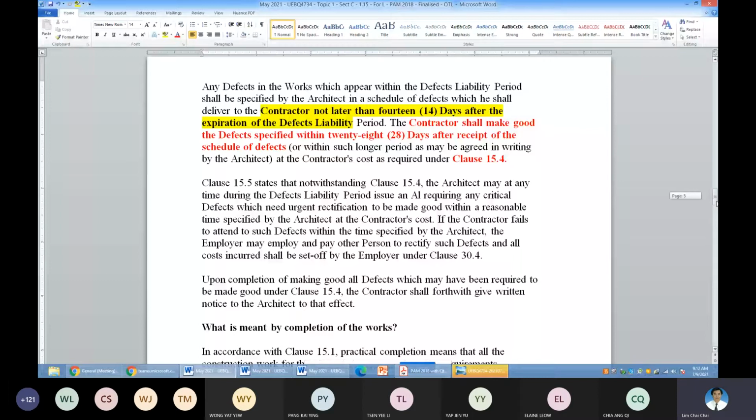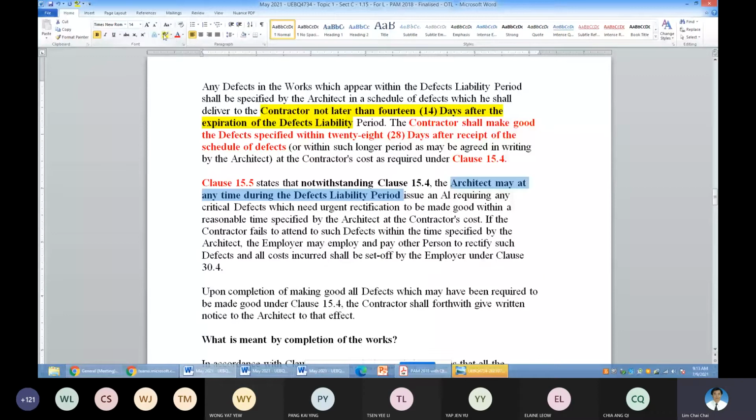So this is what I mean by the recurring list under clause 15.5, okay? So notwithstanding clause 15.4, this is the last list. So the architect at any time can issue, by using an AI, to the contractor to rectify the defects. It must be an AI. You cannot do it just orally. It has to be an architect's instruction.